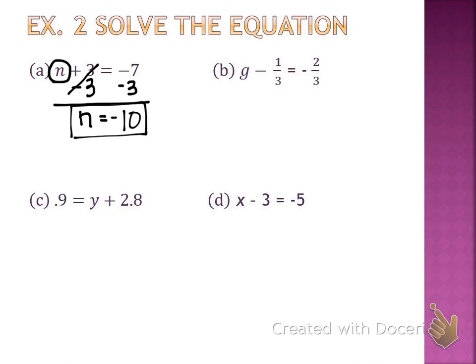All right, great job. Olivia, letter B. What's the variable that I'm trying to isolate in letter B? G. So what am I going to have to move? The 1/3. And how am I going to move it to the other side? The inverse operation is going to be to add 1/3. Now, we are not going to panic, even though we have fractions. First of all, negative 1/3 plus 1/3 is 0. So we bring down the g and the equals.